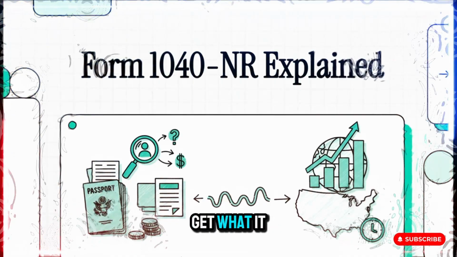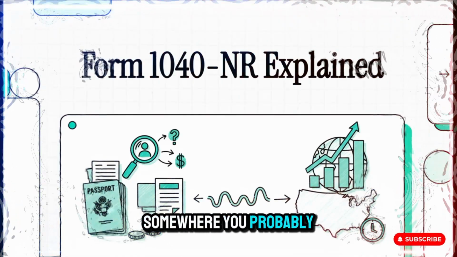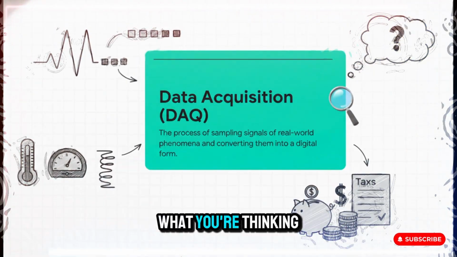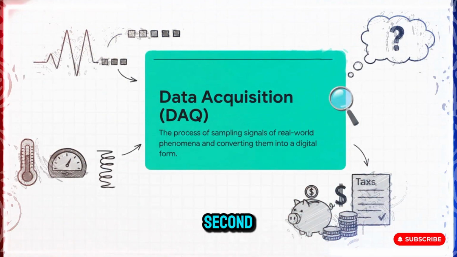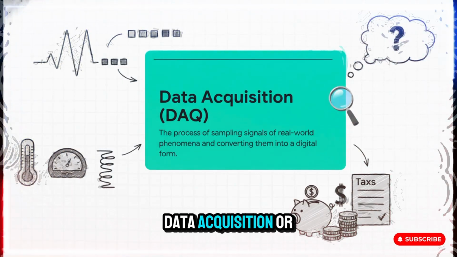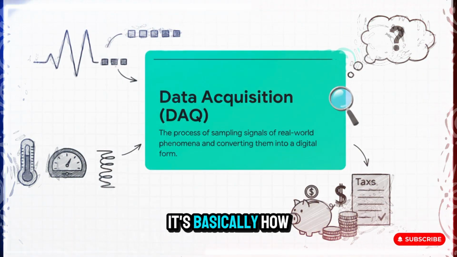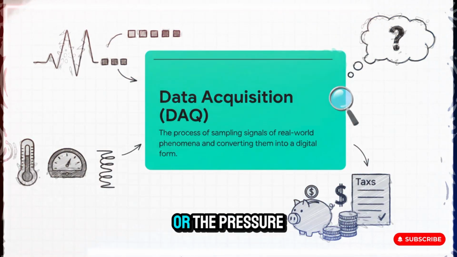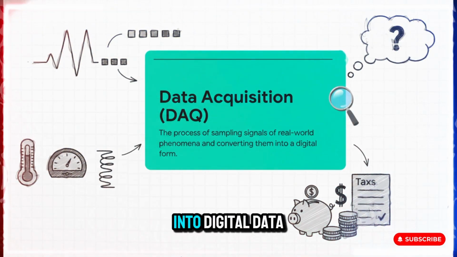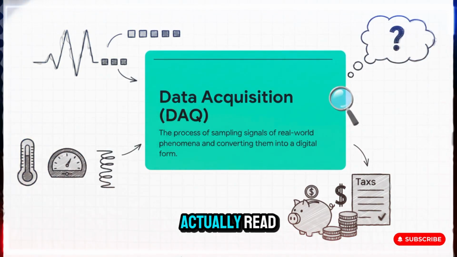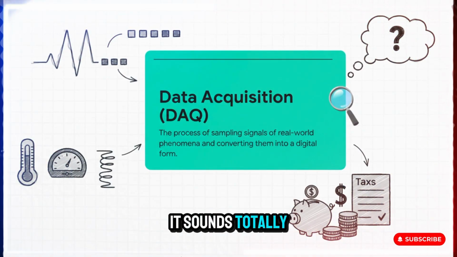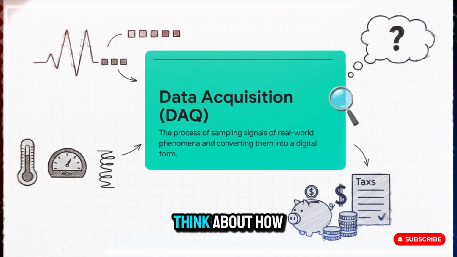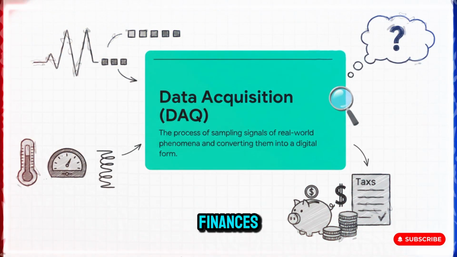But to really get what it does, we're going to start somewhere you probably didn't expect, engineering. All right, I know what you're thinking, but hang with me for a second. This is called data acquisition or DAQ. It's basically how engineers take something real, like the temperature of a room or the pressure in a tire, and turn it into digital data a computer can actually read. It sounds totally random, I get it. But believe it or not, this is the perfect way to think about how the IRS looks at your finances.